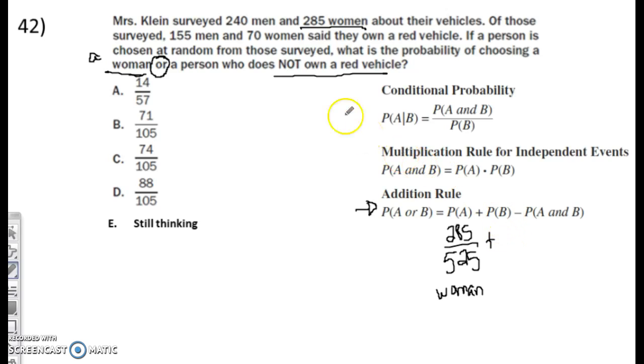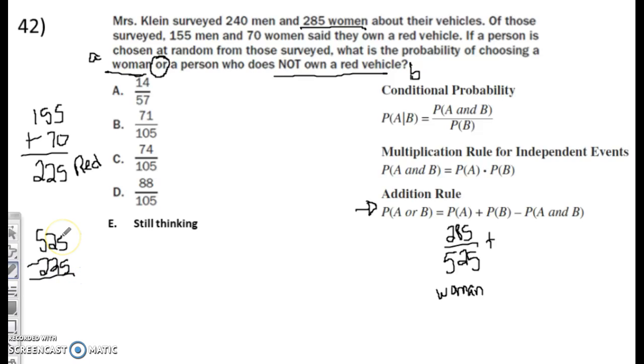Then we need to find probability of B, and probability of B is a person who does not own a red vehicle. So I think the easiest thing here would be to add up how many people do own a red vehicle and then subtract it from the total. So since 155 men and 70 women own a red vehicle, I would go over here on some scratch paper and add those up. So 225 people own a red vehicle. Now there's 525 total, so I'm going to do 525 minus the 225 to figure out how many people don't own a red vehicle. So that leaves me with 300 people who don't own red. So I'm going to come over here and fill that in. Probability of B, there are 300 out of 525.